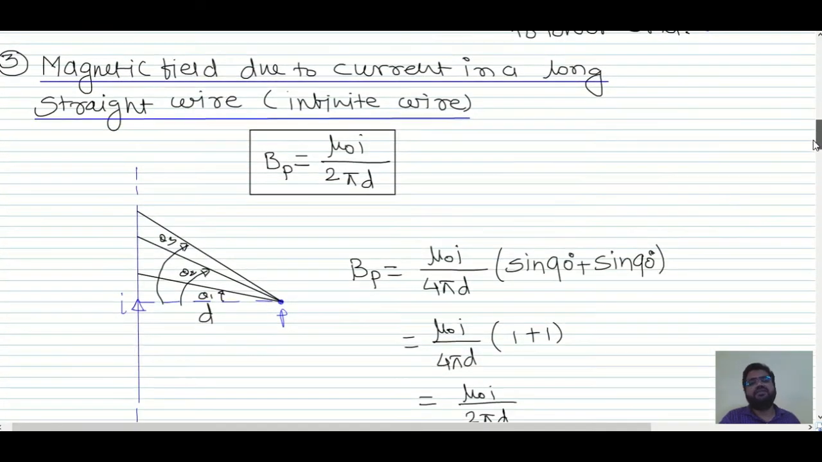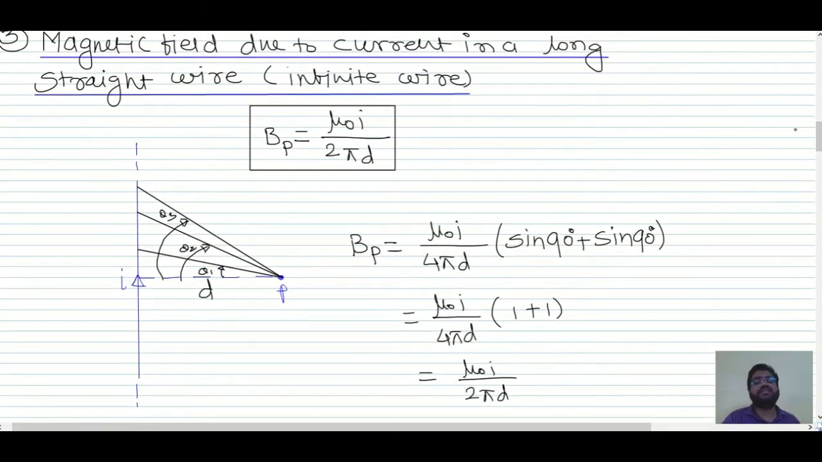So magnetic field due to current in a long straight wire. Now finite we saw. Now what is the long straight wire? That is the infinite wire. What is the magnetic field? That we have to see. So see here, if you have a current carrying conductor which carries a current I, and this conductor is extended from infinity, and this is still infinity.